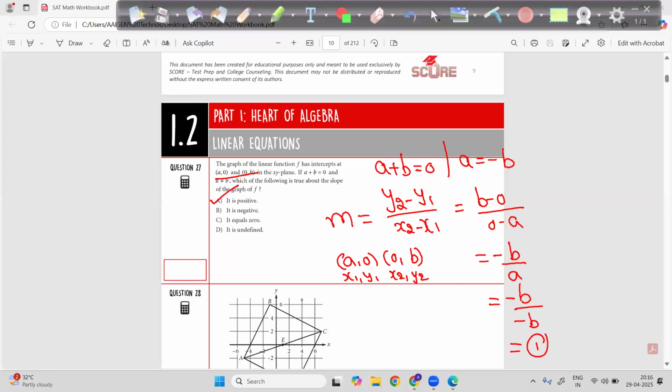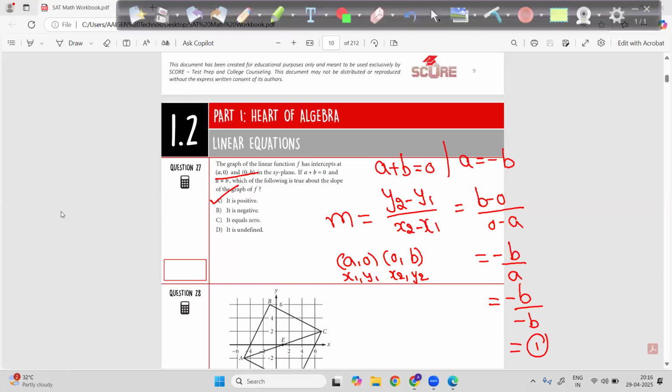Ashish, Risha, Bhavan, Dara, Shravya, Viraj, Vishnuvardhan Reddy. These people gave me correct answers. Others, please check it once. So definitely it is a positive number. See how simple the questions are.